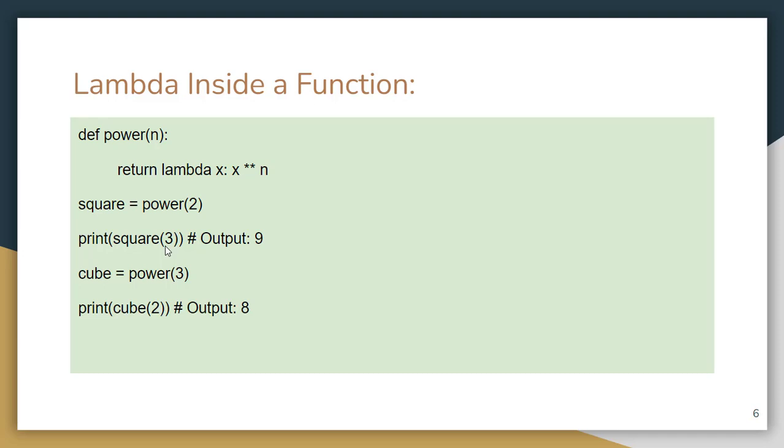Cube equals power 3. Here 3 is stored inside n, and whenever we write print cube 2, here 2 is stored inside x. So the output is 8. 8 means 2 to the power 3.